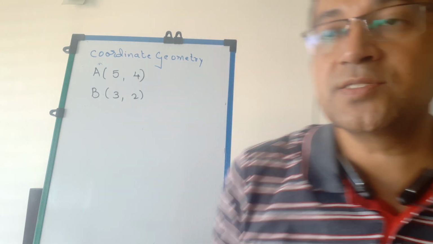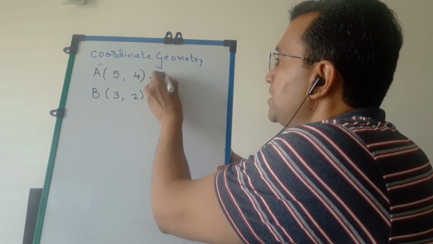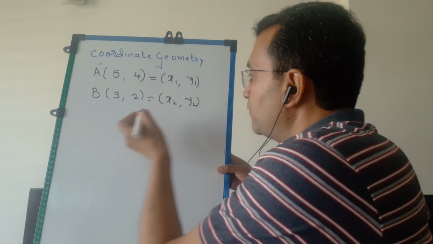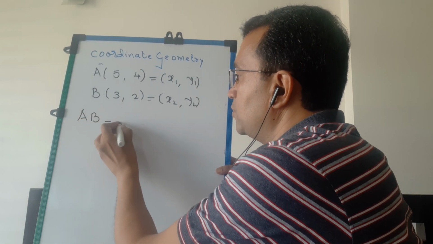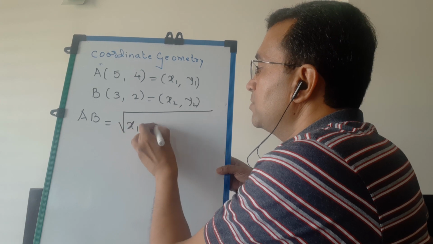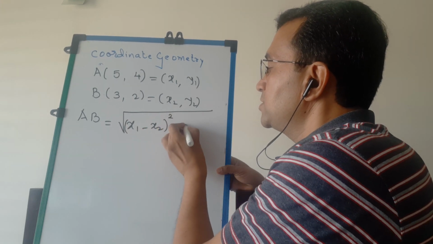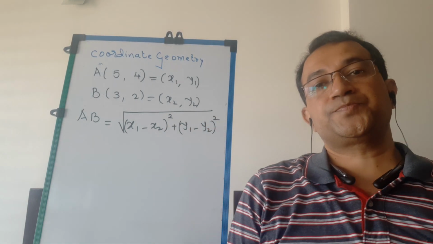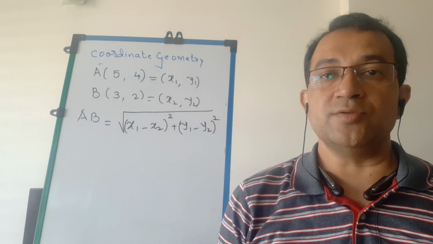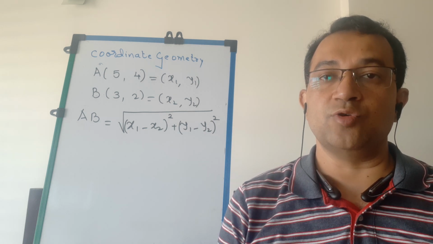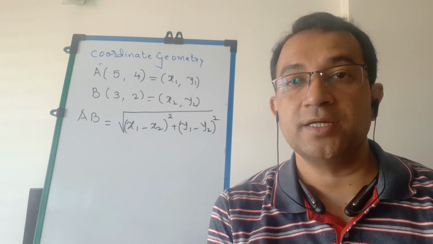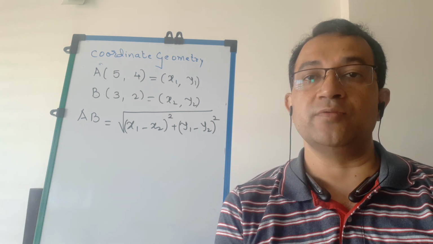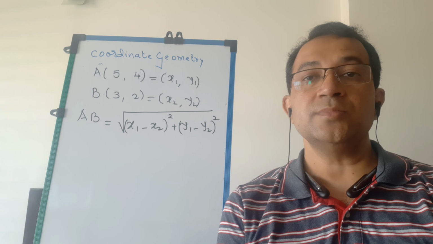So if I apply the distance formula, considering this point as (x1, y1) and this point as (x2, y2), you know the formula to find distance. Distance AB is equal to the square root of (x1 minus x2) or (x2 minus x1), it is the same thing, whole square, plus (y1 minus y2) or (y2 minus y1) whole square. Distance is always positive, so even if I take x1 minus x2 or x2 minus x1, I am going to square it, and a square is always a positive value. The square of a real number, student, is always positive or minimum 0.